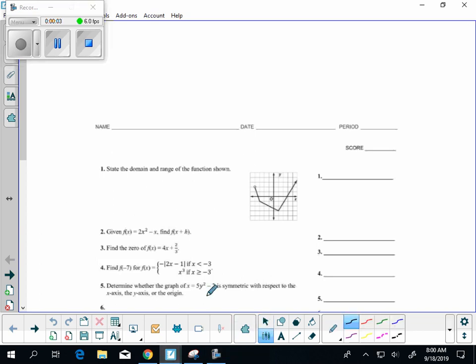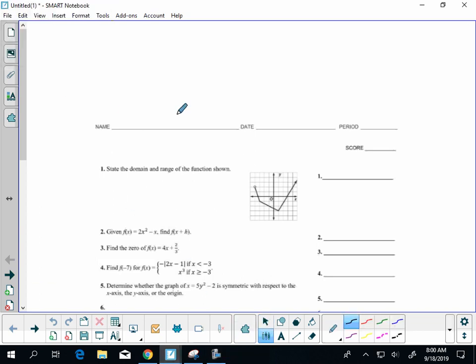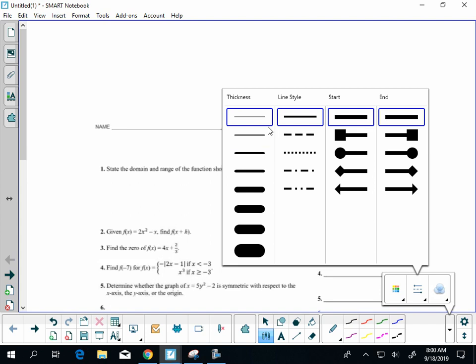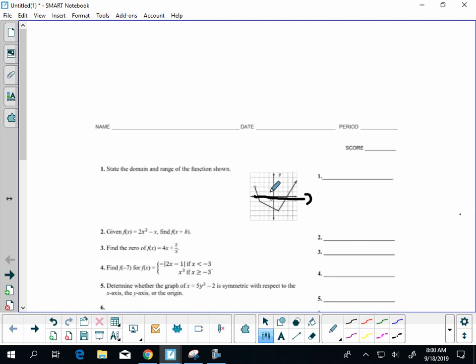All right, let's take a look at the first one. We need to find the domain. The domain are the x values. So it looks like it's starting right here on the x-axis and then going all the way to infinity. So I need to figure out where exactly that is. I think I'm going to have to do a little bit of counting. Look at the hash marks.